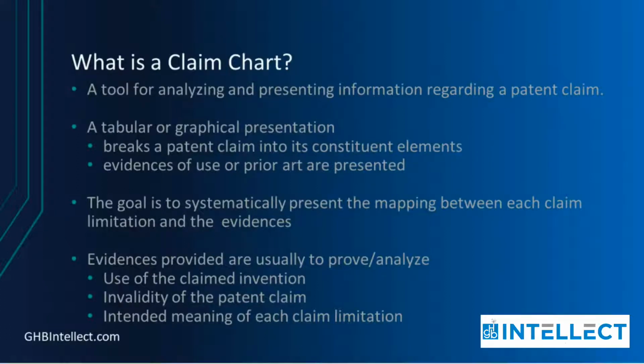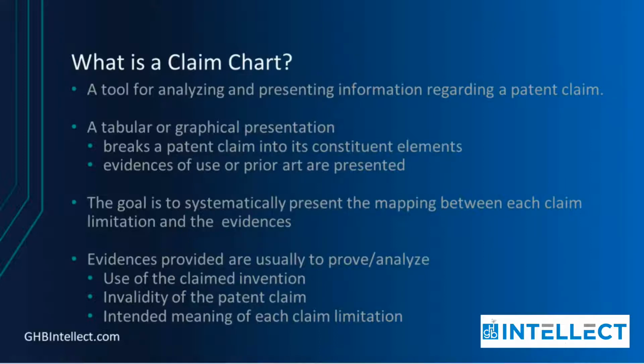There are many different use cases for claim charts. Here, we will be discussing the most prominent ones. Simply put, a claim chart is a tabular or graphical presentation that breaks down a patent claim into its constituent elements or limitations. And for each element, the evidences of use or prior art are presented. The goal of a claim chart is to systematically present the mapping between each claim limitation and the evidences of use, prior art, intent, etc.